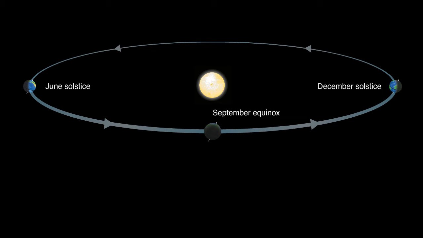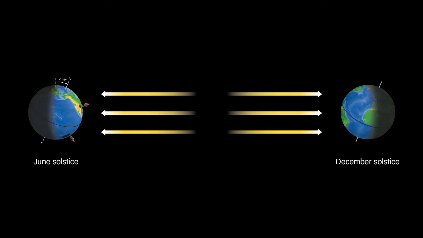By the December solstice, which occurs around December 21st, Earth is on the opposite side of the Sun from where it was on the June solstice. If we zoom in to see the way sunlight strikes Earth at this time, you'll see that it is essentially the opposite of what we saw at the June solstice, which is why it is now winter for the northern hemisphere and summer for the southern.